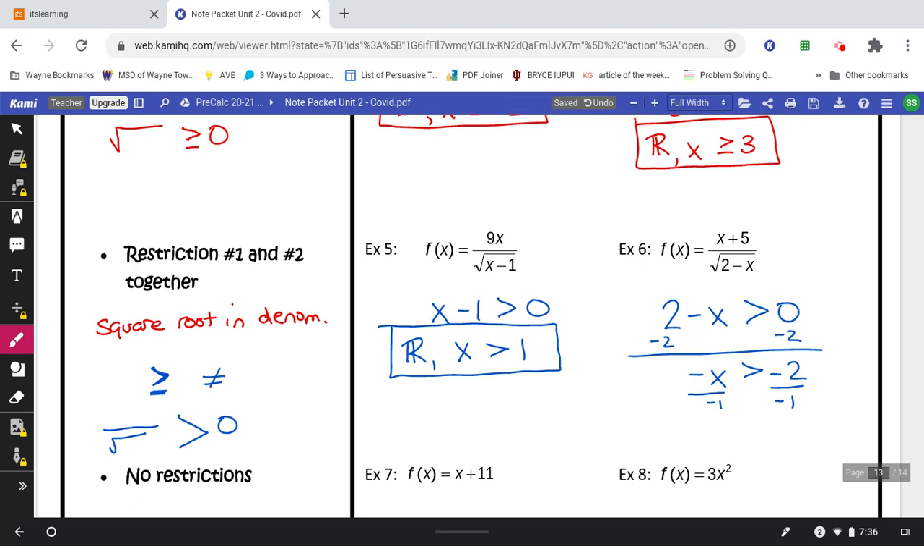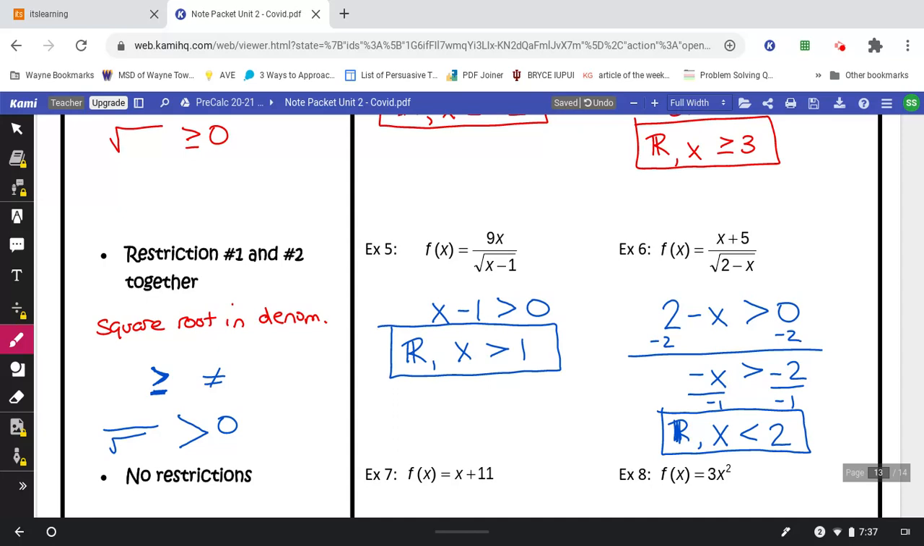Since I'm dividing by a negative, I am going to need to flip my inequality from a greater than to a less than sign. And -2 divided by -1 is 2. So now I have all real numbers as long as x is smaller than 2. So if I was going to make a t-table out of that, I would start with my next smaller whole number. I would use 1, then 0, then -1, etc.